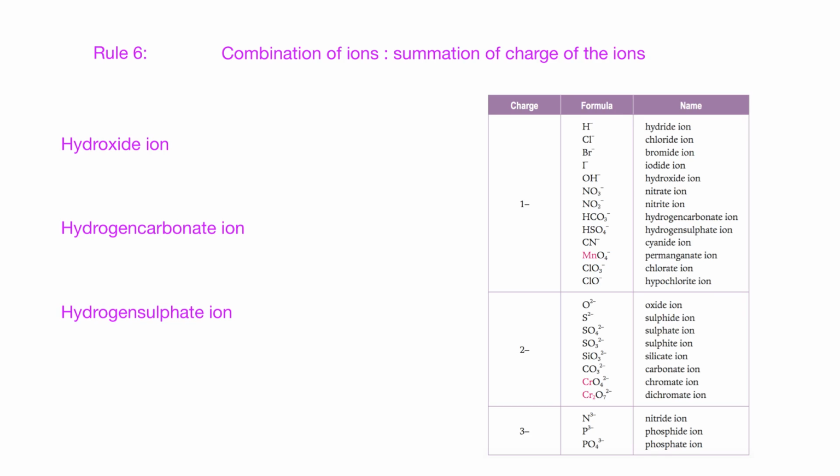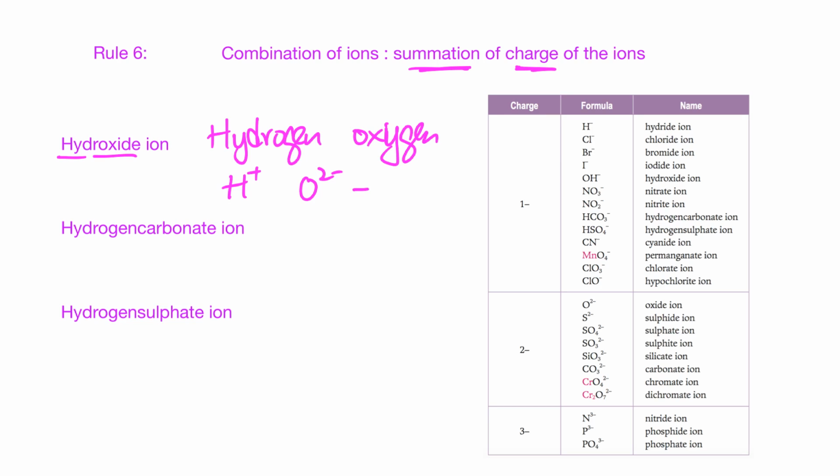So the last rule, combination of ions. When you combine ions, you simply add up the charge. What is meant by that? For example, hydroxide ion. Obviously you see hydrogen and oxygen here. So you have hydrogen ion and oxide ion. When they add up together, remember for hydroxide ion, O must come first. So it should be OH. When you combine 1 positive, 2 negative, added together, it becomes 1 negative. So this is combination of ions.